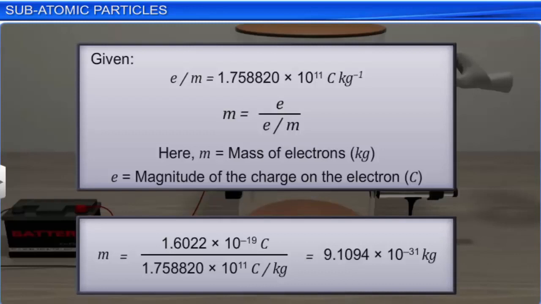The mass of the electron, or m_e, was then determined by combining the results of Millikan's oil drop experiment and Thomson's value of the e/m ratio, and was found to be 9.1094 × 10^-31 kg.